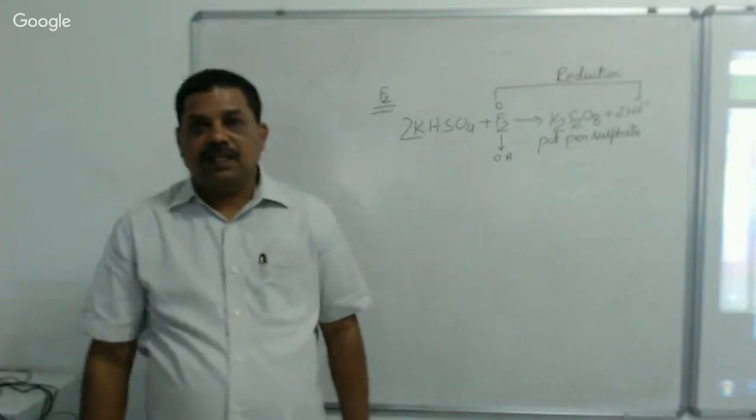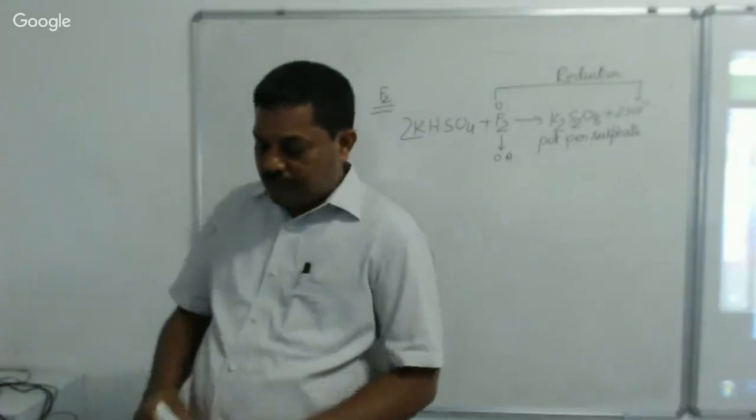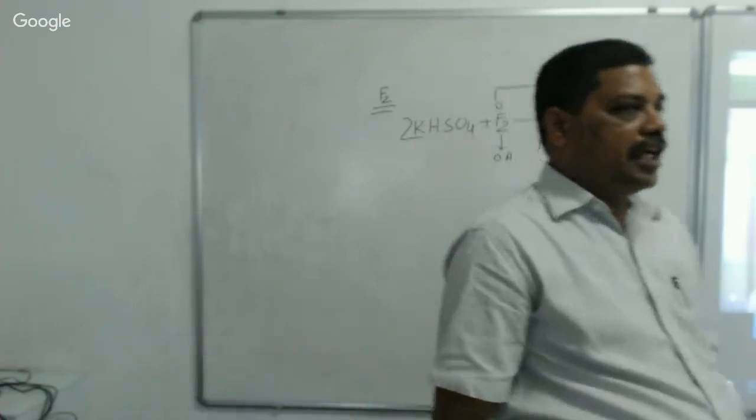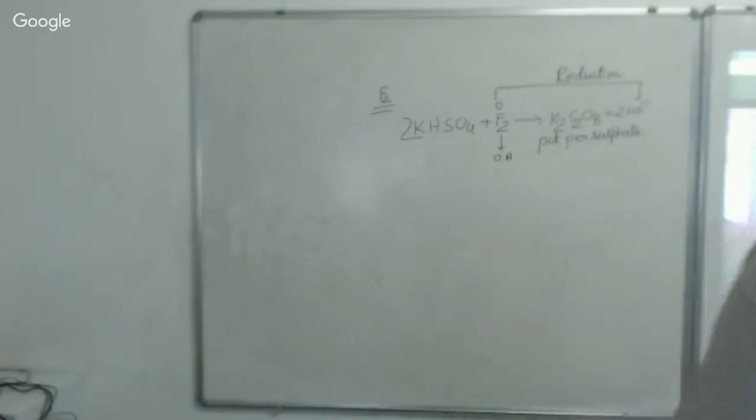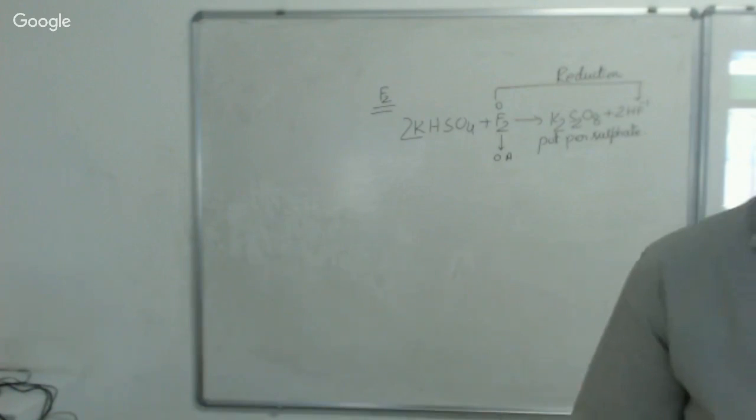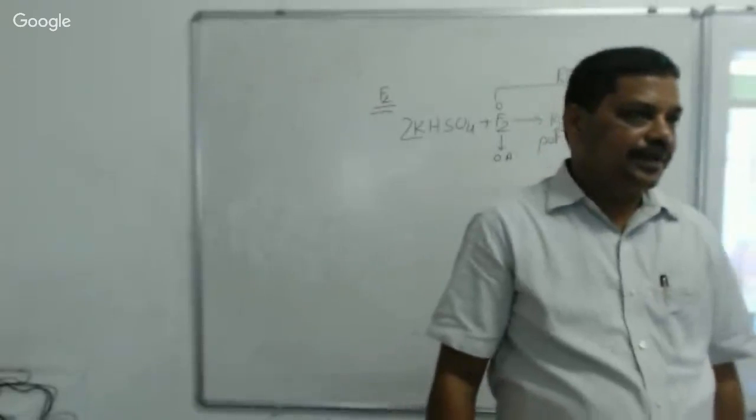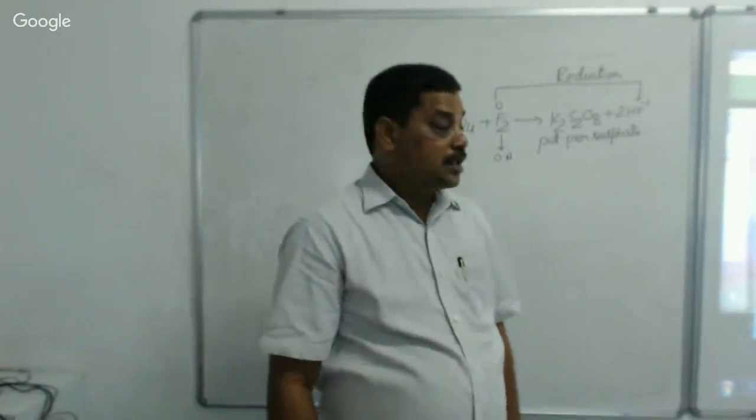Take it for granted, fluorine always undergoes reduction. From which state to which state? 0 to -1. Fluorine always undergoes reduction and its oxidation state decreases from 0 to -1. So whenever somebody is undergoing reduction, it acts as an oxidizing agent.